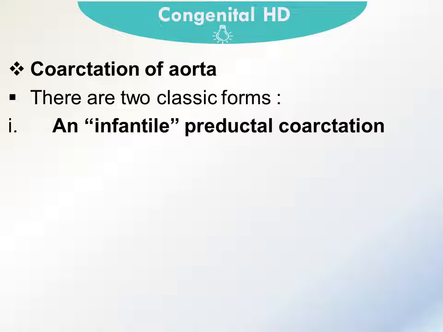There are two classic forms. First, an infantile preductal coarctation. For the morphology, it is characterized by circumferential narrowing of the aortic segment between the left subclavian artery and the ductus arteriosus. The ductus typically is patent and is the main source of unoxygenated blood delivered to the distal aorta.